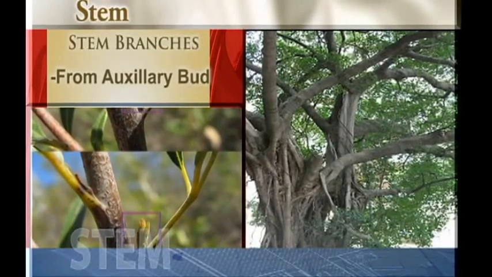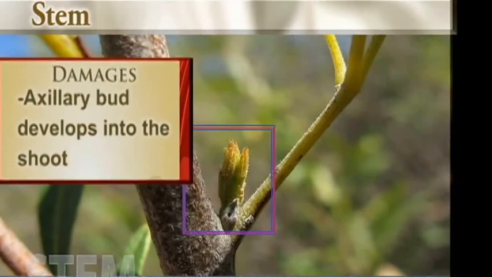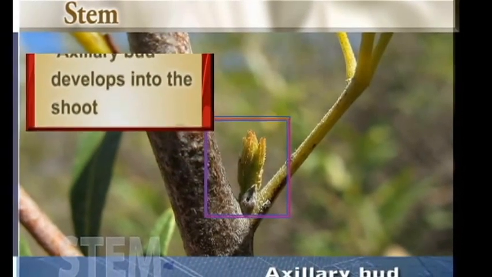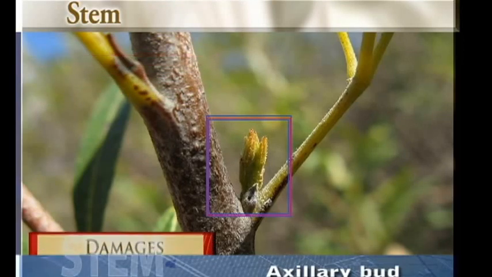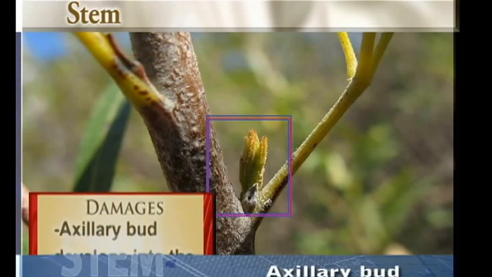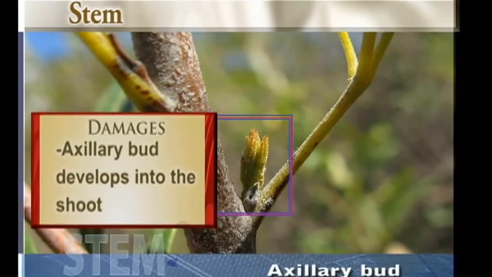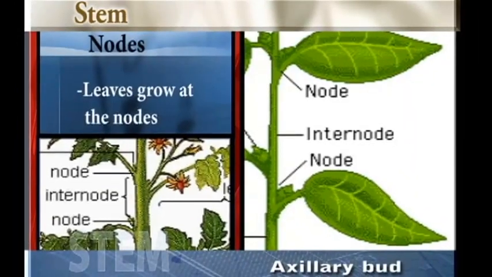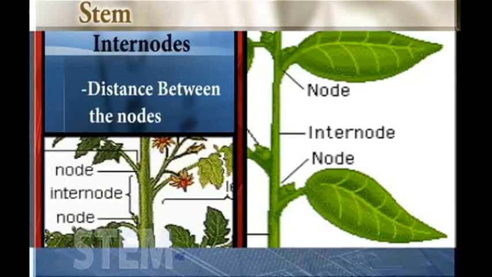Now, when the terminal bud is destroyed or damaged, one of the axillary buds will develop into the shoot and becomes the terminal when the terminal bud has been destroyed. Now we have the nodes. The nodes, that's where we find the leaves. Leaves always grow at the nodes on the stem, and the internode is the distance between the two nodes.